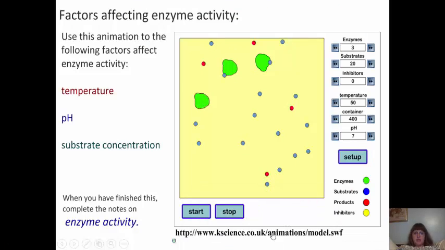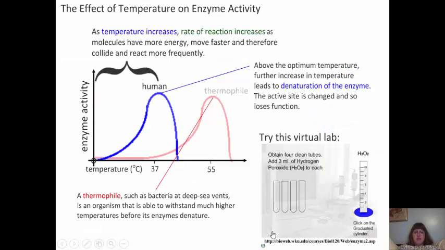We are going to do a lab where we look at some enzyme activity as well. Let's look at the effect of temperature on enzyme activity. As temperature increases, the rate of the reaction increases as well, because the molecules have more energy, so they move faster, and therefore they collide and react more frequently. But there is always an optimal temperature. If we go above this optimal temperature and continue to increase the temperature, we lead to denaturation of the enzyme. The active site is changed, and so we have no function.